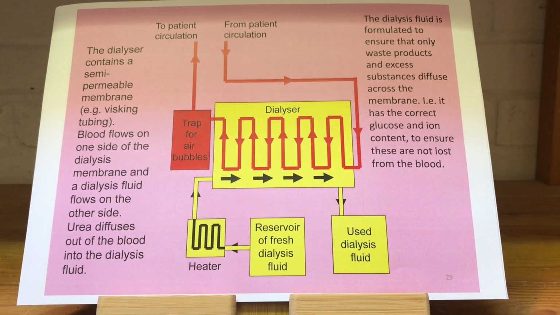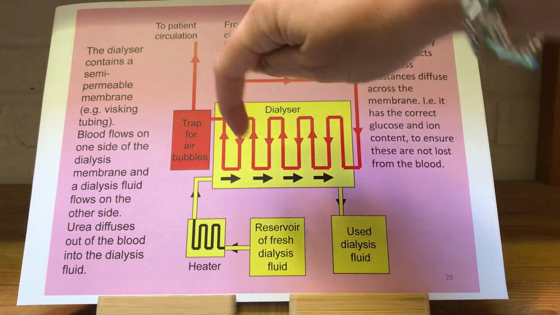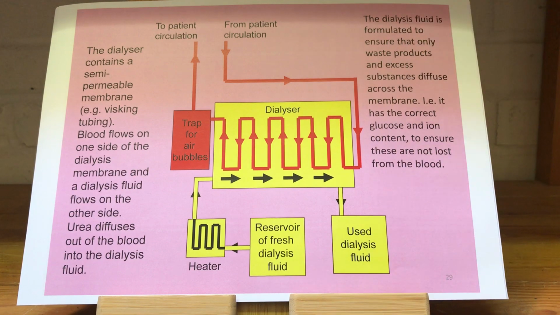Now, we talked about countercurrent in fish in B1, and we've got a countercurrent system here as well. That means that the blood is moving this way and the dialysis fluid is moving this way, and that means that we get diffusion at all points.